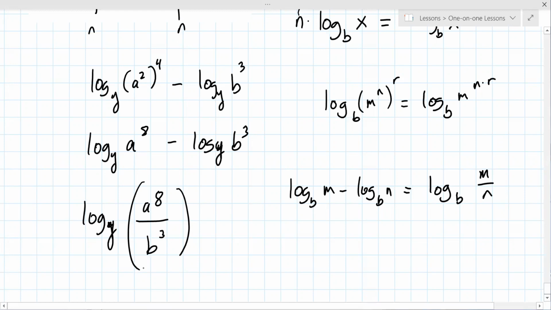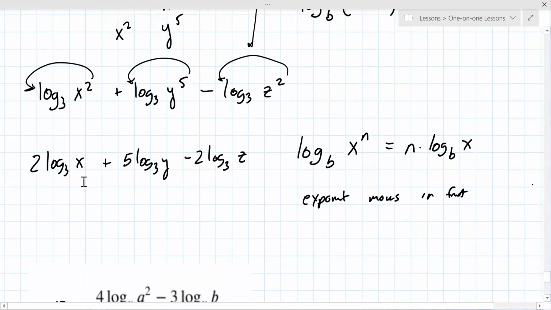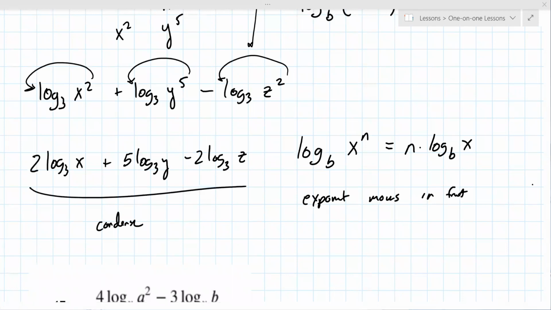Perfect. So what would be a good exercise, and we don't need to do it right now, but if you wanted to do it as part of just practicing after the video, would be to take this one right here and expand it and make sure you get back to the original, or condense this. That would be a good practice thing to do, because you should get back to what you started with in the original problem.